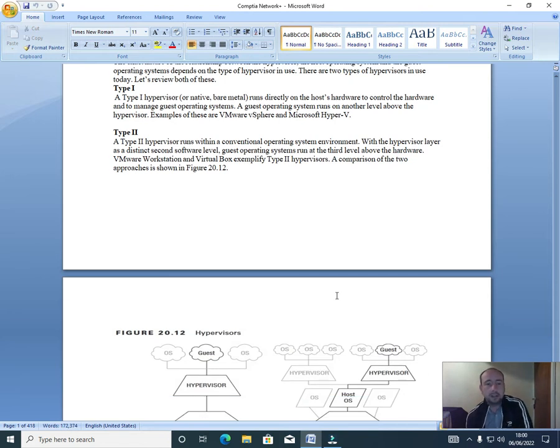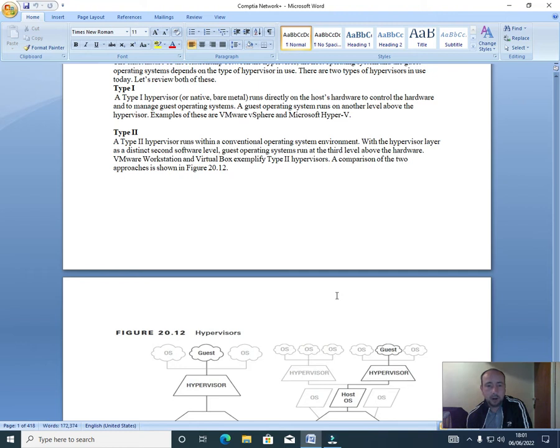Type 1. A Type 1 hypervisor, or native bare metal, runs directly on the host hardware to control the hardware and to manage guest operating systems. A guest operating system runs on another level above the hypervisor. Examples of these are VMware vSphere and Microsoft Hyper-V.